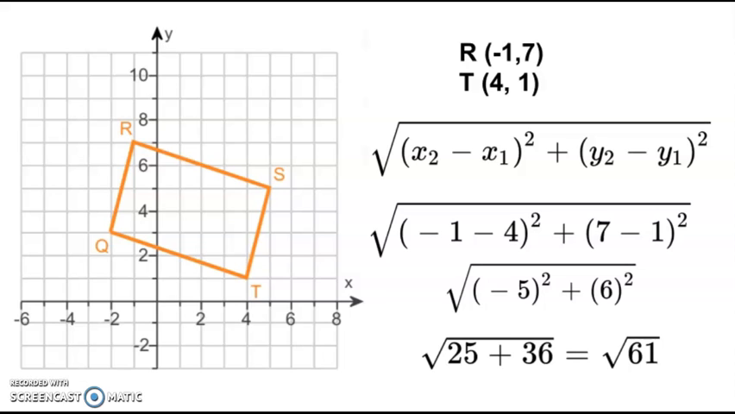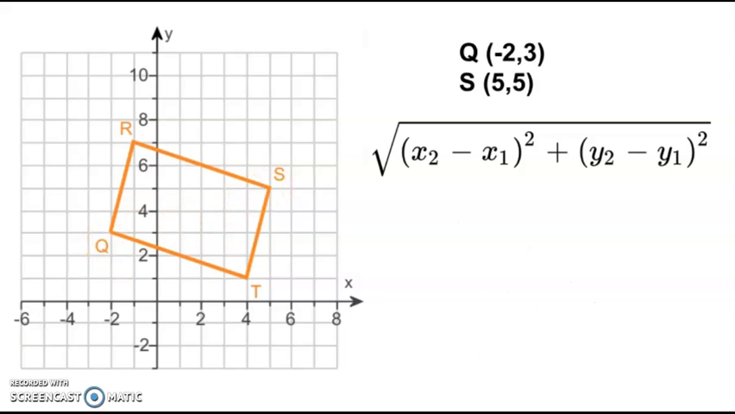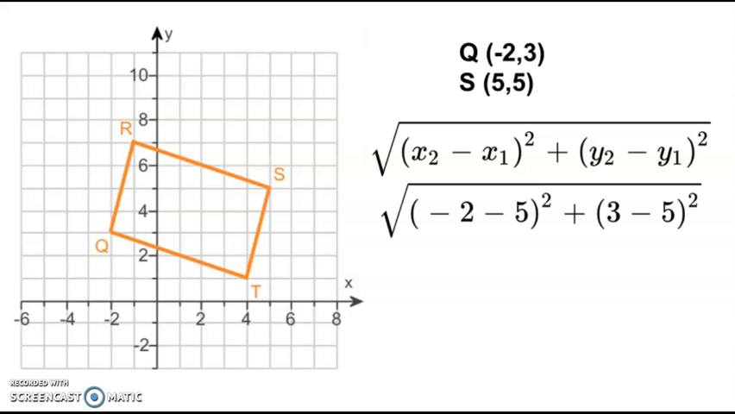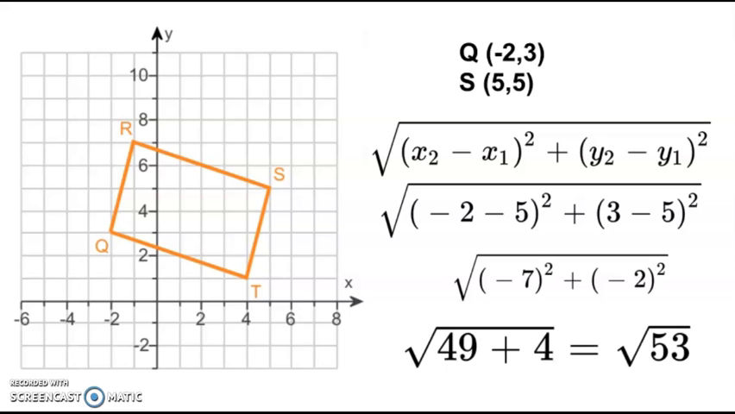Now let's see if the length of QS is the same. So here's the coordinates for Q and S. Substitute that in for x and y in the formula. So simplifying that gives me -7 squared plus -2 squared, which is the square root of 49 plus 4, which gives you the square root of 53. So the lengths are different, so this is not a rectangle.